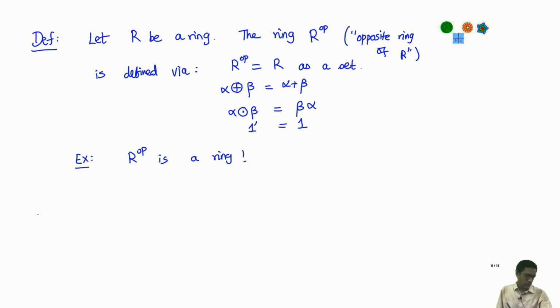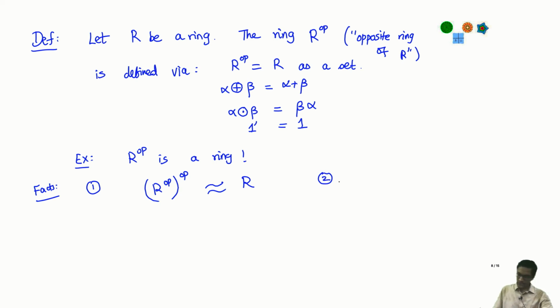Okay, now observe some obvious facts here. If I take a ring R, construct its opposite ring, and then construct the opposite of the opposite ring, it's just isomorphic to the original ring. Why? Because the opposite ring involves interchanging the order, and you interchange the order twice. So that's the first property.